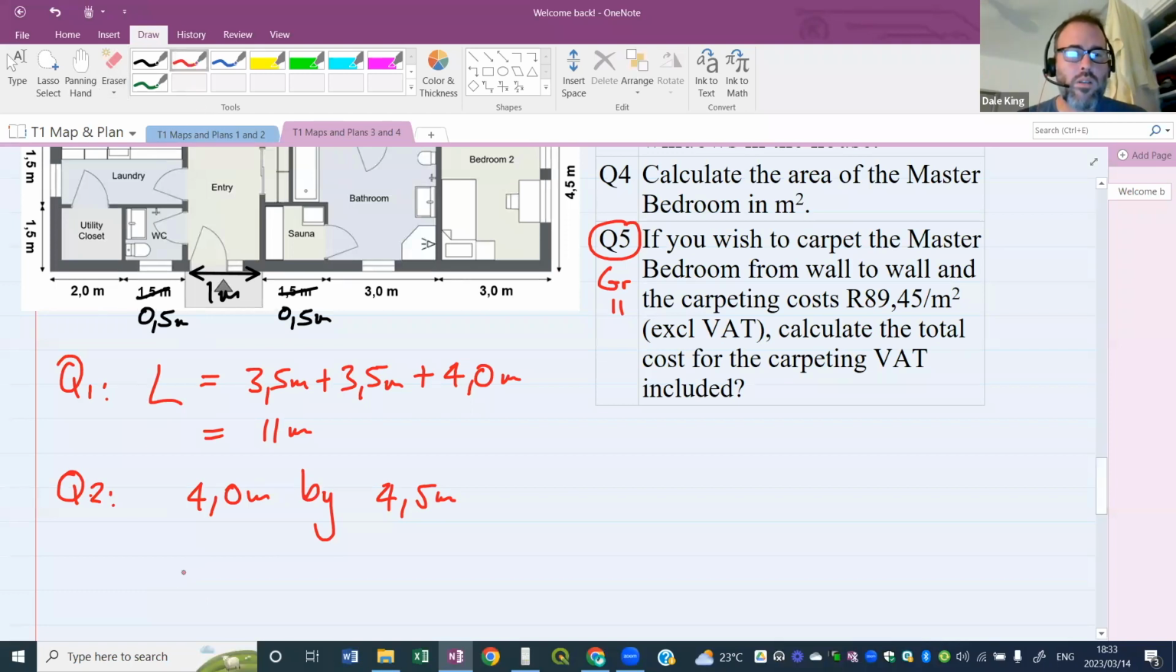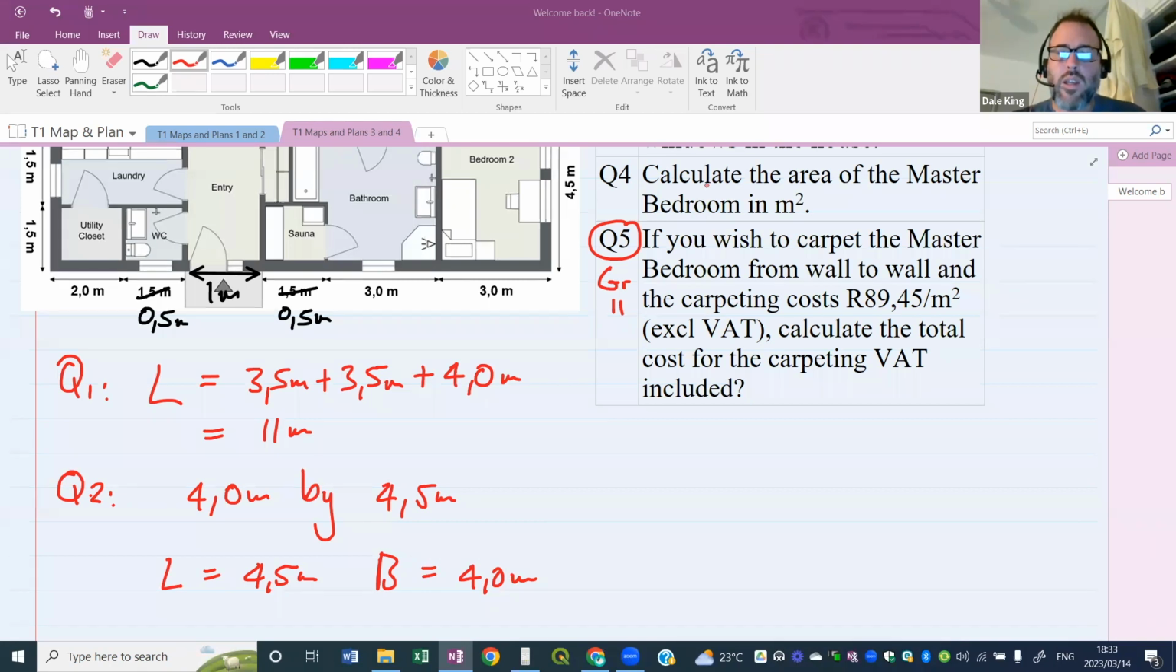Or you could write the answer in this way. You could say L for length equals 4,5 meters. That's the one dimension, and B for breadth or W for width is 4,0 meters. So those are the 2 dimensions of this room. But 4.0 by 4.5 or even 4.0 times 4.5 is not wrong. I'm sure they'll mark you right if you say that. We might actually need that when we do a calculation just now.